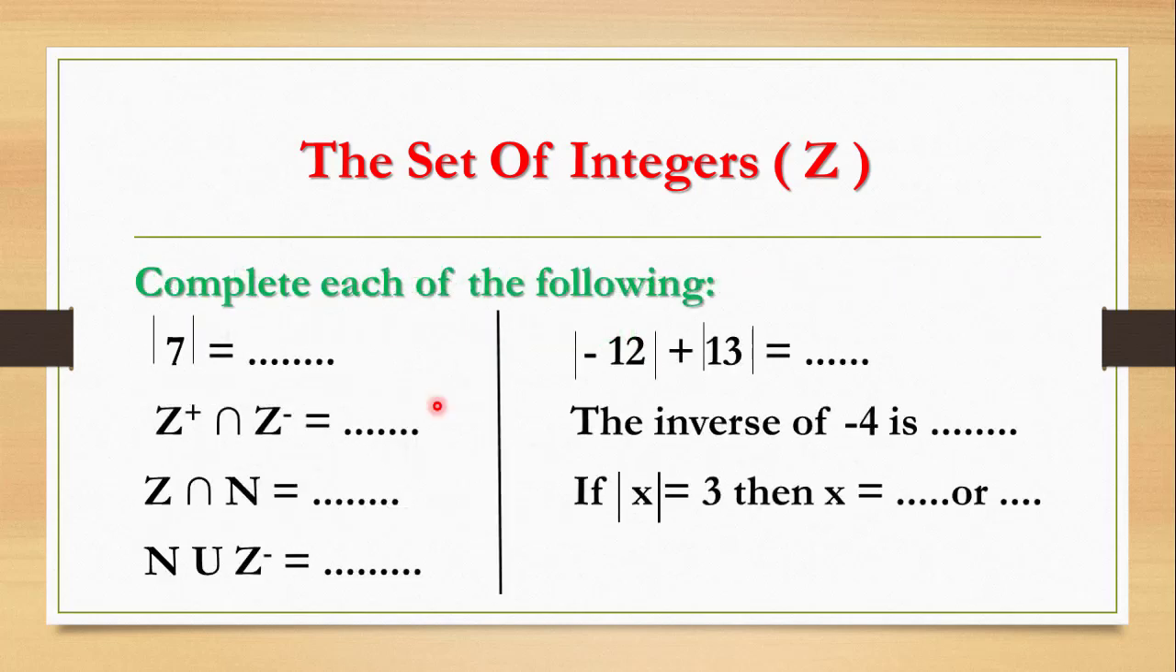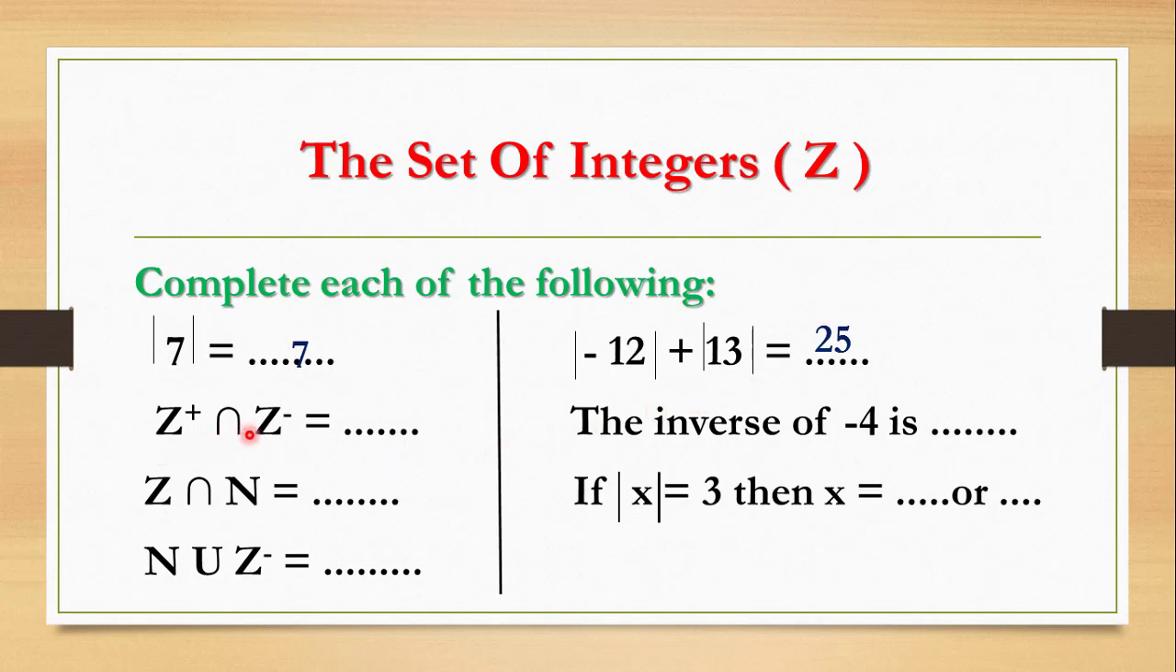Okay, let's solve this exercise. Complete each of the following. The first one, the absolute value of 7 will be 7. The absolute value of negative 12 plus the absolute value of 13. The absolute value of negative 12 is 12, so we have 12 plus 13, which is 25.